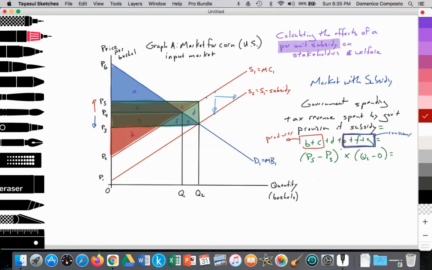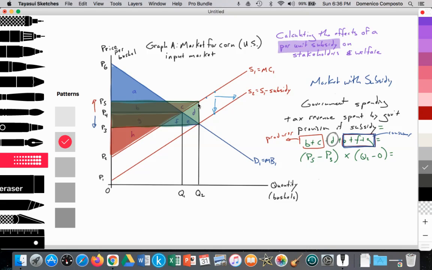So the government spends all of this money, and areas B and C, as a slice being cut, are given to the producer, and areas E, F, and G, as a slice, are given to the consumer or the firm demanding this input. So there is some waste here, all right? There's some government spending which is wasted, which is area D. And area D represents the welfare loss.